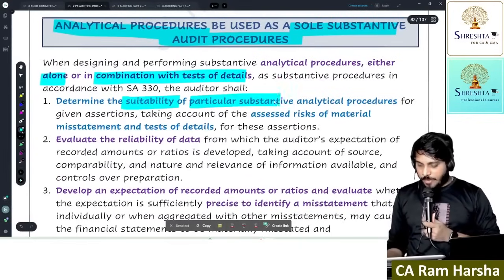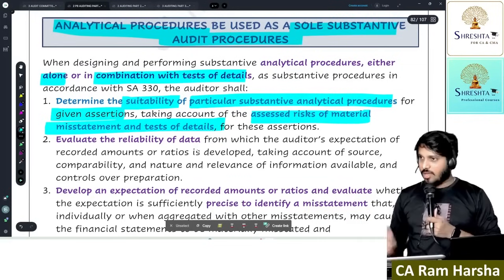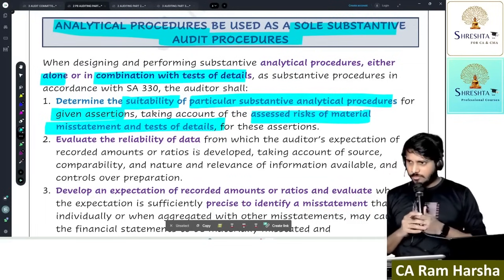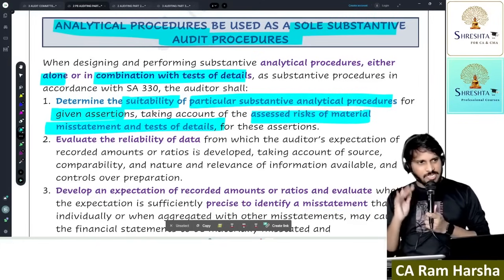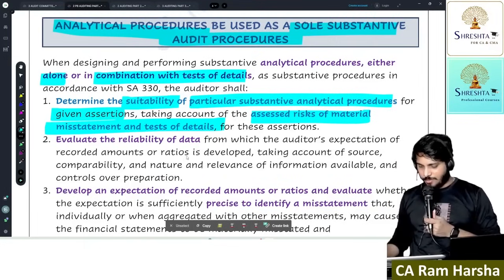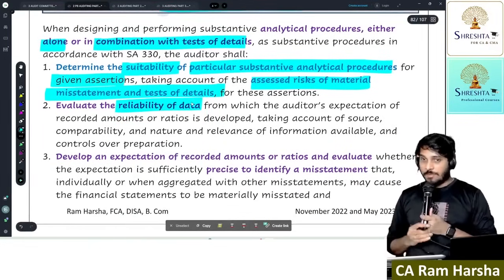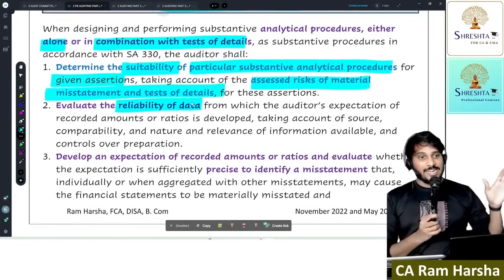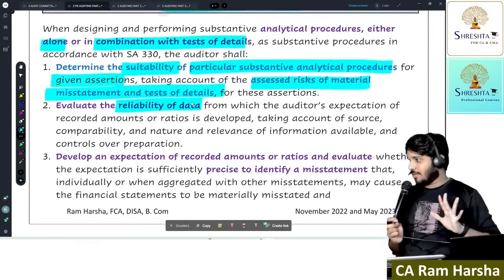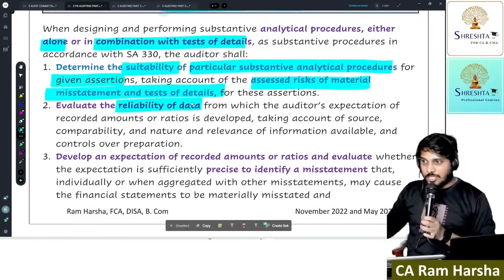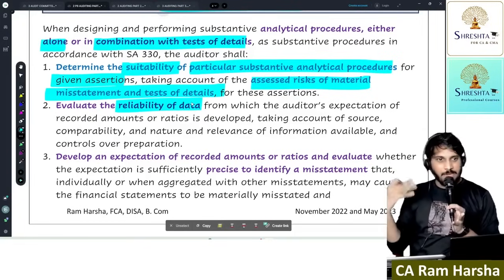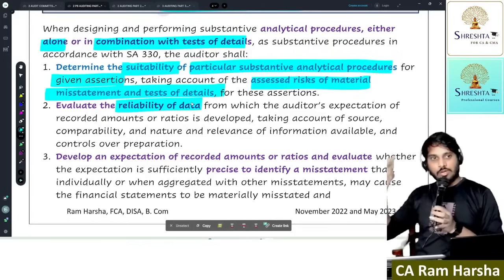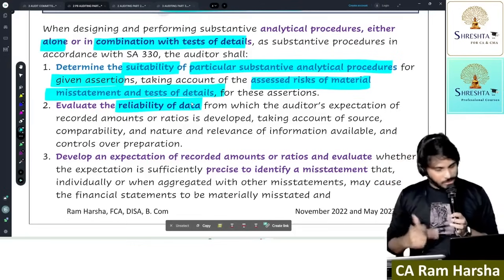Determining suitability of a particular analytical procedure for a given assertion: what is the assessed risk of MMS? All this you need to take into account. If the risk of MMS is low and controls are operating effectively, generally we can apply only substantive analytical procedure. Further, if you want to apply only analytical procedure, how far is the data reliable? If the data is very accurate and reliable, whatever decision you take based on the analytical procedure will also be reliable. If the data is moderate, then better don't apply this alone. Actual transactions also you have to test.